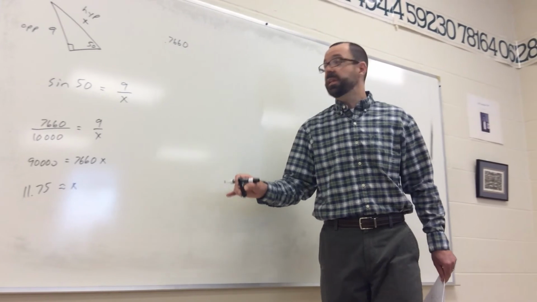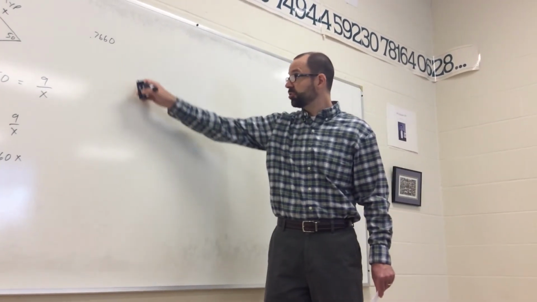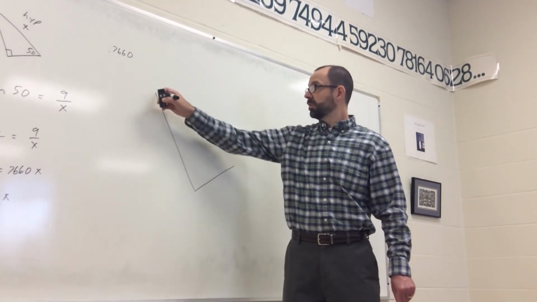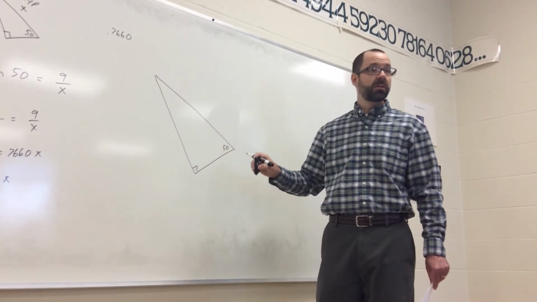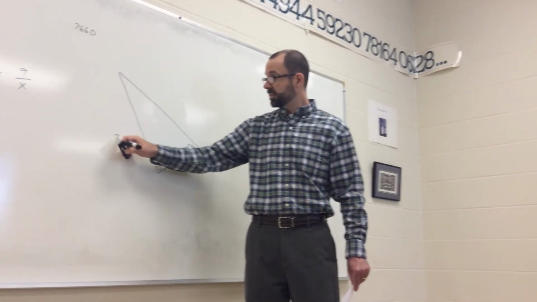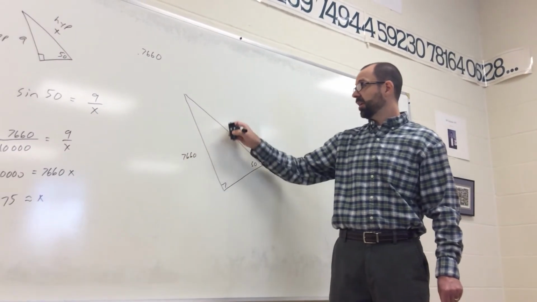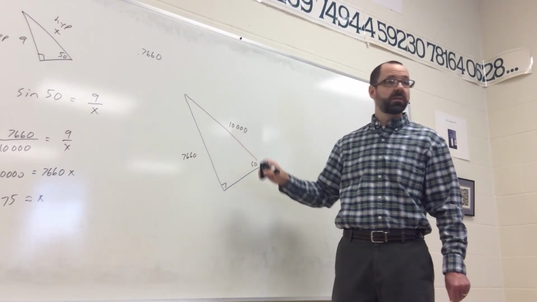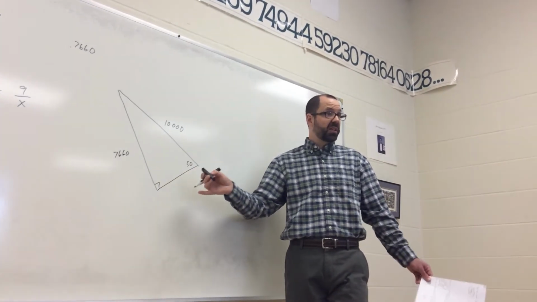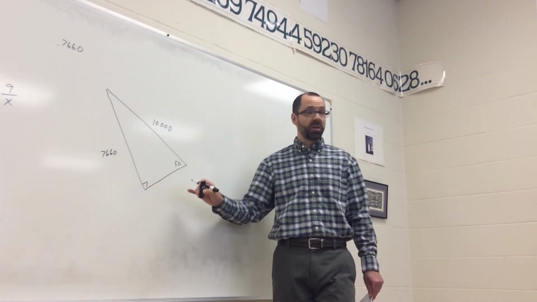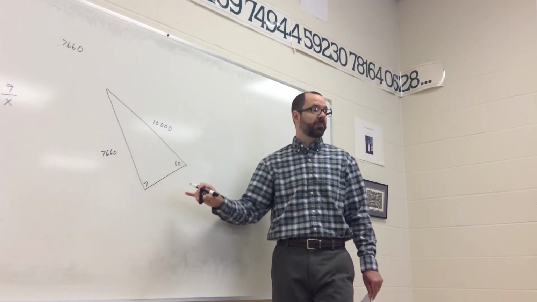So remember, what this means is somewhere there's a huge triangle with a 90 and a 50, where the opposite side is 7,660 and the hypotenuse side is 10,000. That's what the calculator was telling us. It was saying, hey, there's a big triangle that you could draw that looks like this.